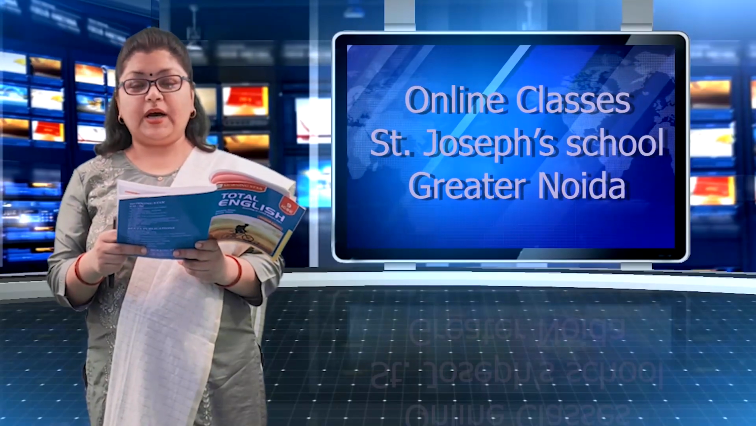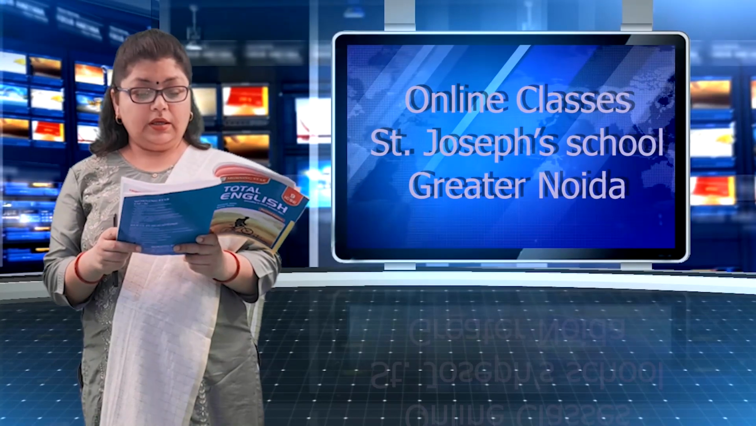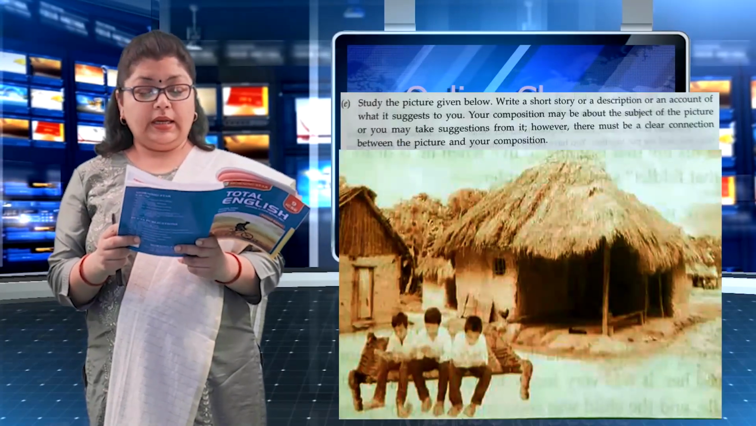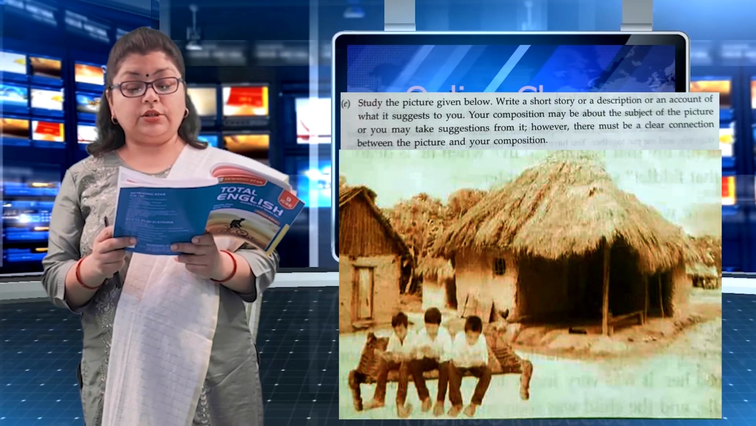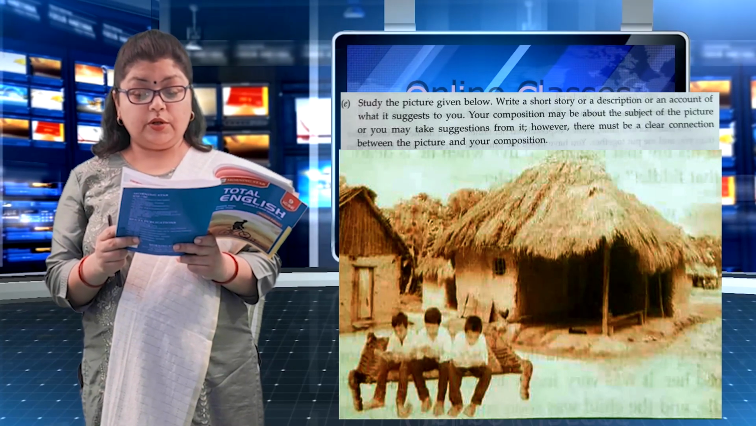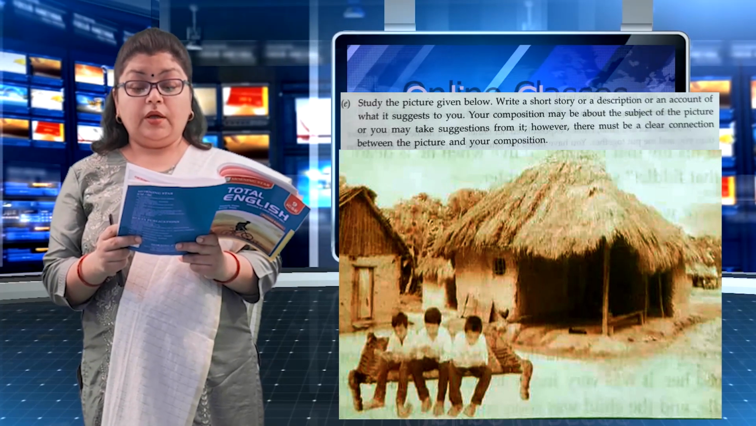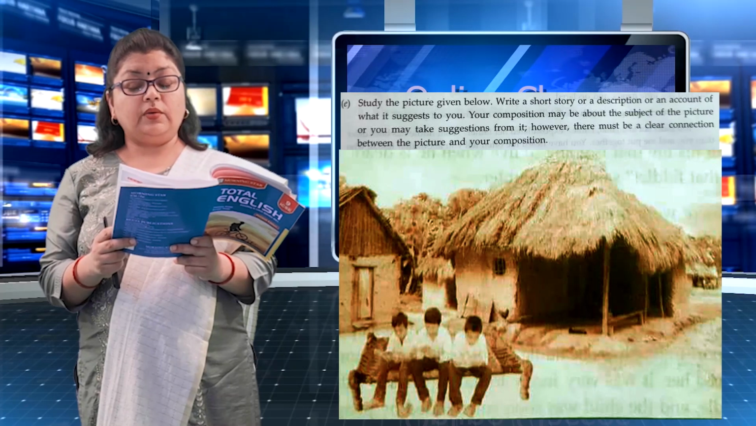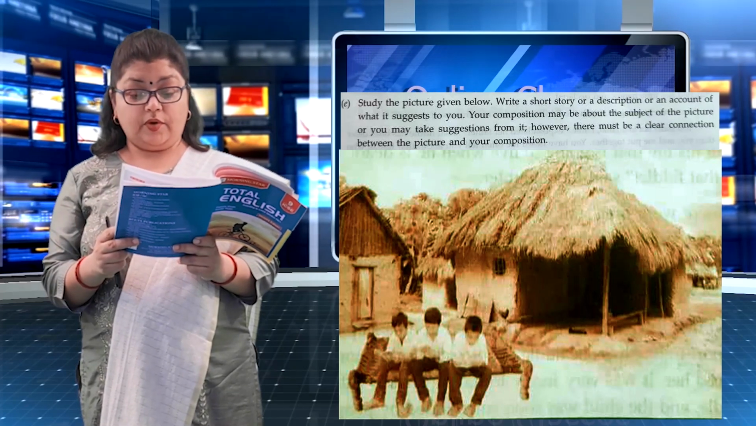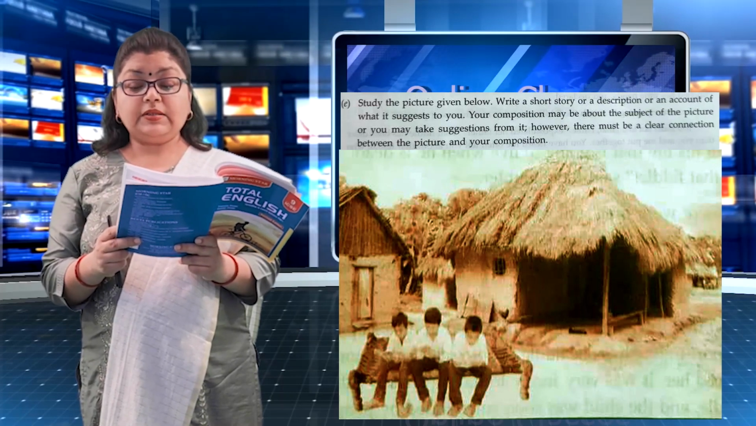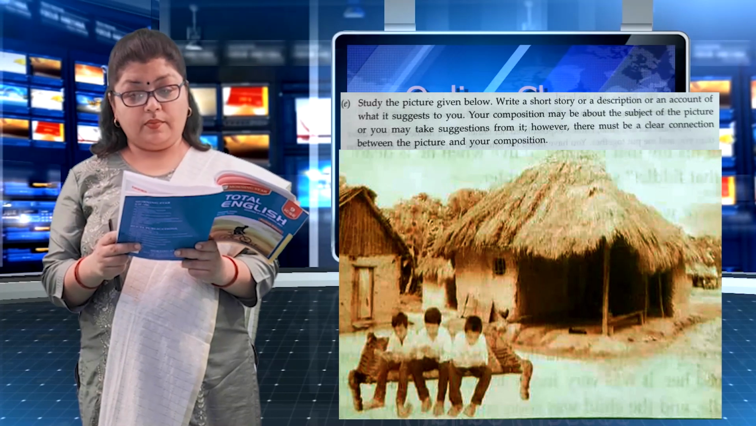So the next part, or the last part of question number 1, is part E. Here you are given a picture and then the question is, study the picture given below, write a short story or a description or an account of what it suggests to you. Your composition may be about the subject of the picture or you may take suggestions from it. However, there must be a clear connection between the picture and your composition.